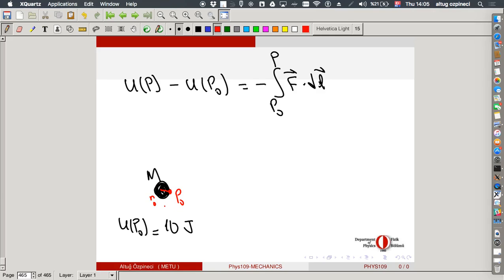So let's calculate the potential at some arbitrary point. Let's say, let me change my P0 slightly.